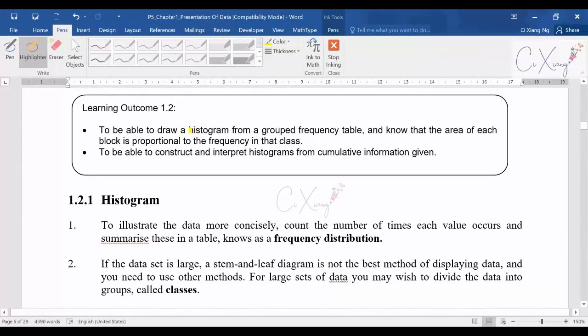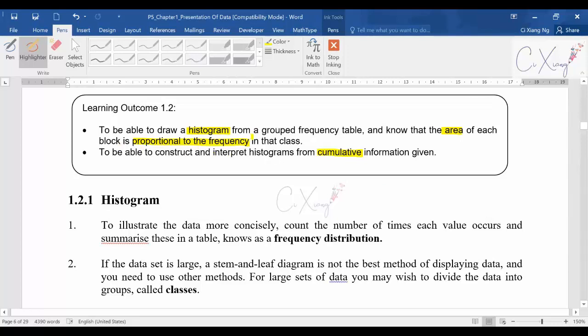So we need to learn how to draw the histogram from a grouped frequency table. And after that, you need to know that the area of each block is proportional to the frequency. Area is proportional to the frequency. What does it mean? Later we'll learn about it. Then, to be able to construct and interpret a histogram from cumulative information given. So when they combine a histogram with a cumulative graph, you need to know how to interpret both of them, either from histogram to cumulative frequency or from cumulative graph to histogram, either one.